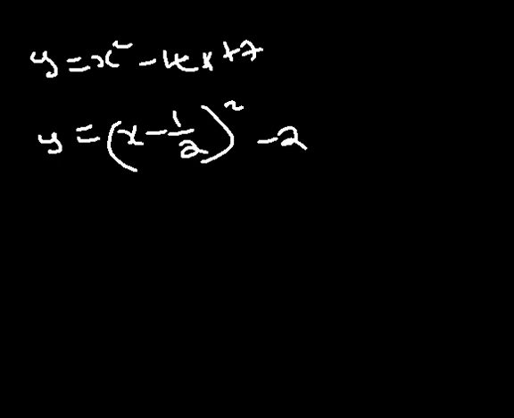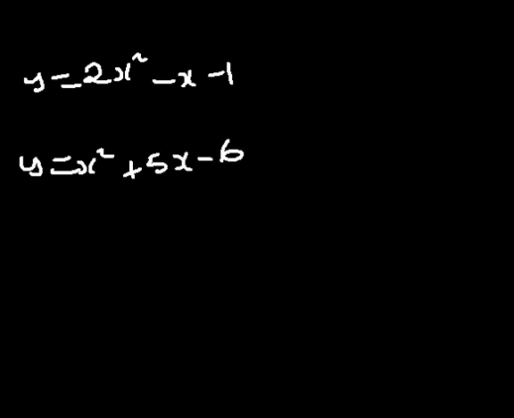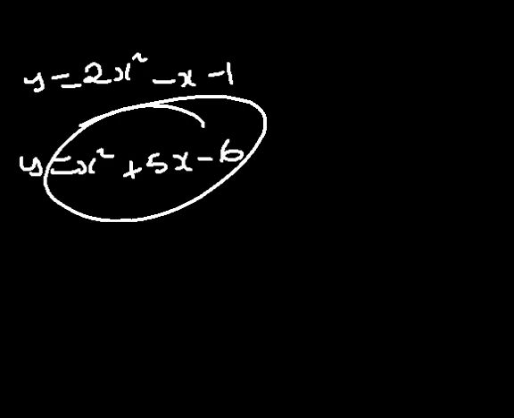At your own time, also try this one: y is equal to negative x squared minus 6x. Try to have that one as well at your own time. And also think about this one: y is equal to x squared minus x minus 1. And also have that one: y is equal to x squared plus 5x minus 6. Also try to have that one as well.